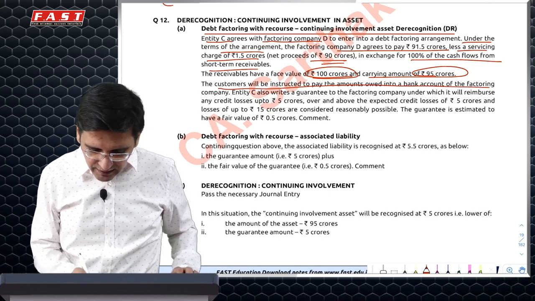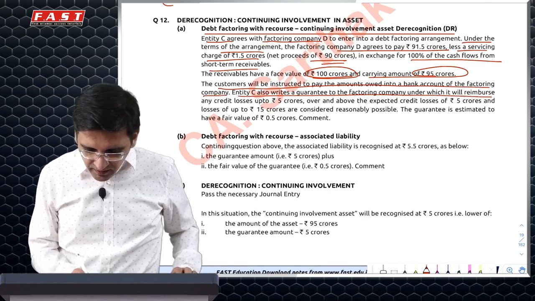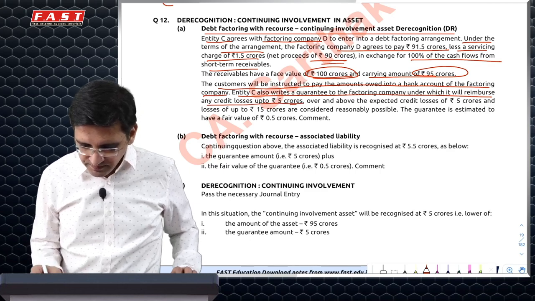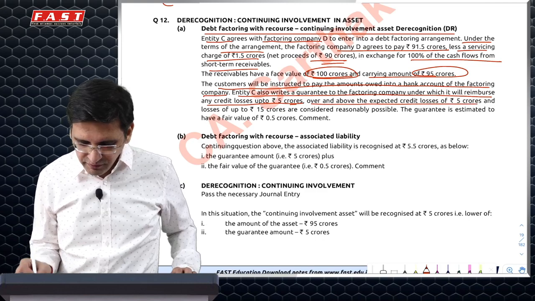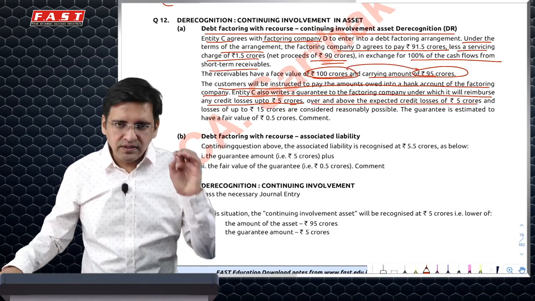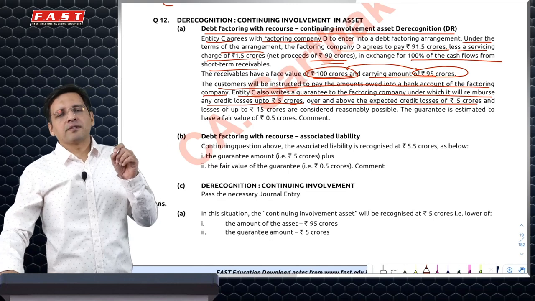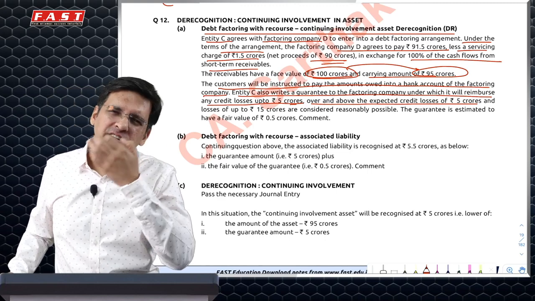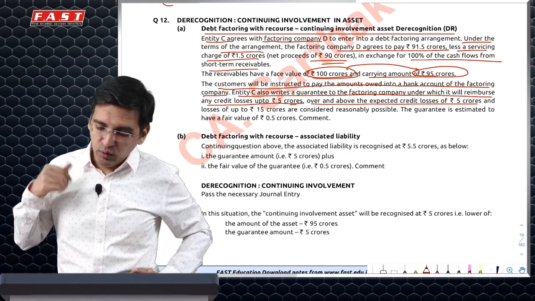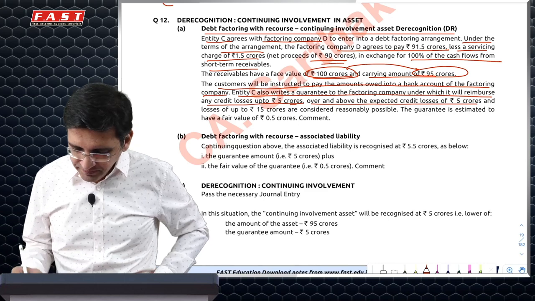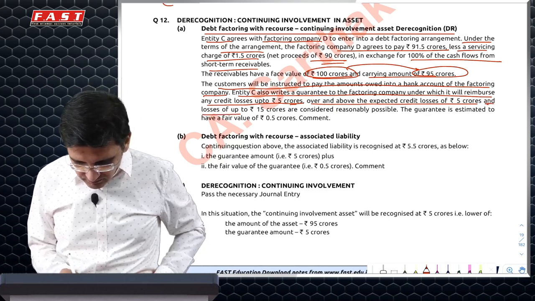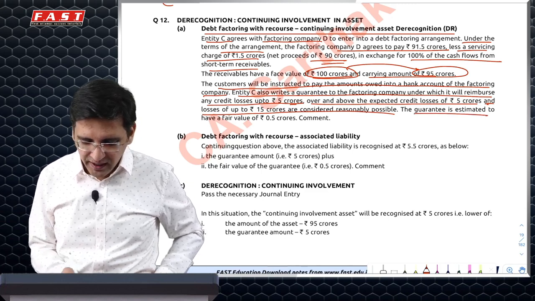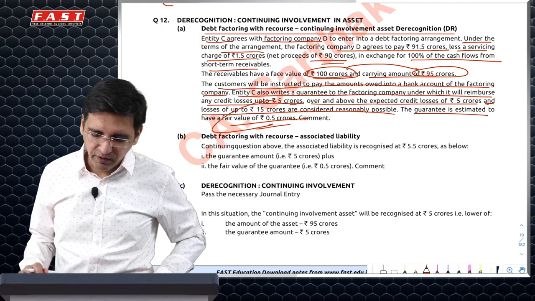Customer will pay directly to the factor. But we also write a guarantee that any credit loss, as in bad debts, up to 5 crores, over and above the expected credit loss of 5 crore, I would bear. Because see, 100 crore is the carrying amount of the trade receivables, and 95 is the carrying amount which I have in my books. That means 5 crore loss I was otherwise expecting. I'm saying over and above that, if there is another 5 crore loss, then I would bear it. And losses up to a total of 15 crores are expected. The guarantee which you have given for this 5 crore has a fair value of 0.5.